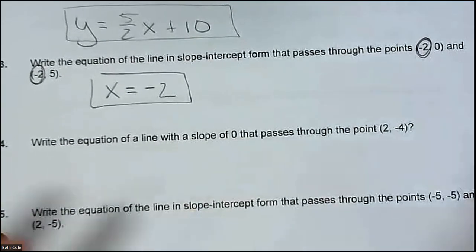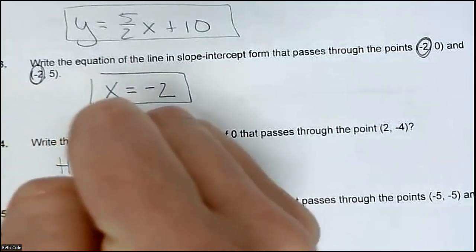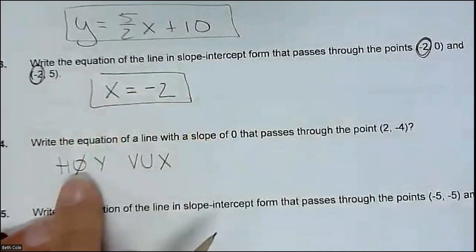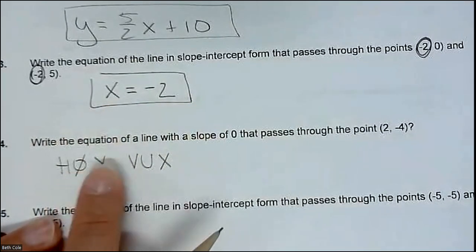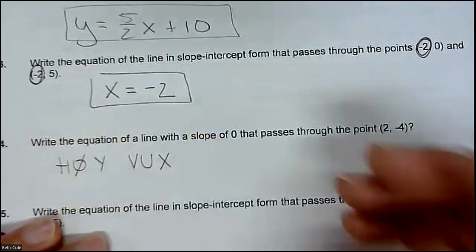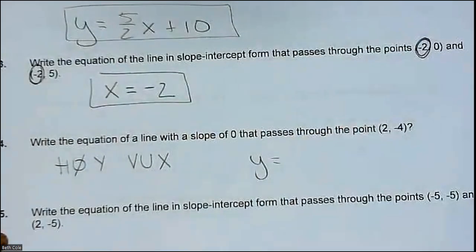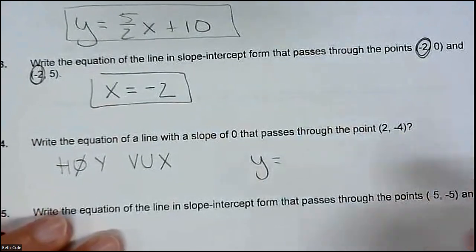If it's a slope of 0, is that horizontal or vertical? It is horizontal. For zero slope, it's horizontal. So your answer is going to be y equals whatever the y number is, which is -4.